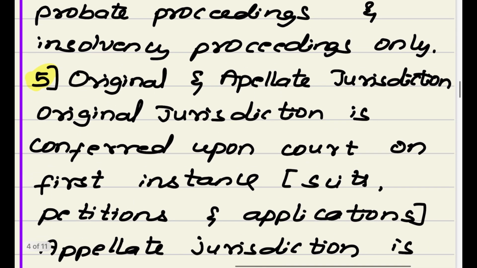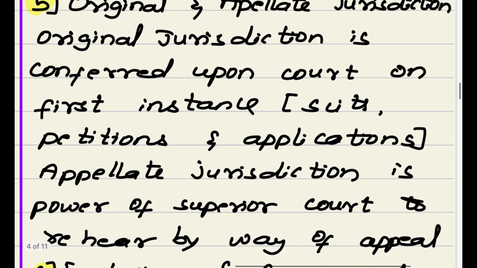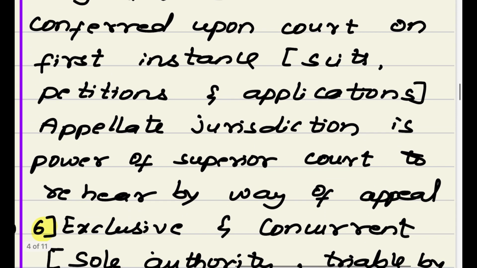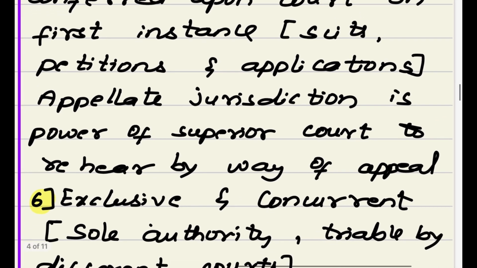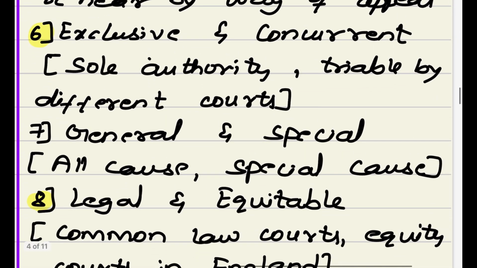The next is original and appellate jurisdiction. Original jurisdiction is conferred upon courts on first instance: suits, petitions and applications. While the appellate jurisdiction is the power of a superior court to rehear by way of appeal. So in the original court we file the main suit, and in the appellate court we file an appeal. The next is exclusive and concurrent. Exclusive is sole authority, while concurrent is triable by different courts.